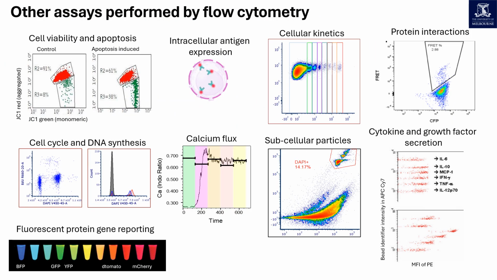Besides immunophenotyping, other common applications of cytometry include phenotyping subcellular particles, intracellular antigens, or discovering gene expression during development using fluorescent proteins as surrogate readouts, and functional assays, exploring cellular kinetics such as cell division and generational expansion, DNA content for cell cycle analysis, death and apoptosis, calcium flux, phosphorylation, protein interactions, and cytokine and growth factor production.